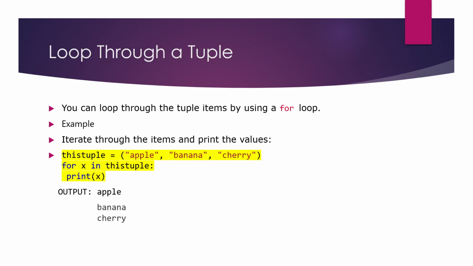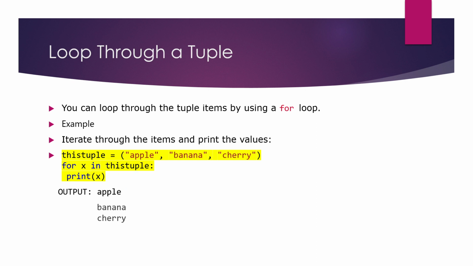And the next one, we can see loop through a tuple. You can loop through the tuple by using a for loop. For example, I iterate through the items and print the values. So this tuple equal to apple, banana, cherry. For x in this tuple, print x. So apple, banana, cherry.